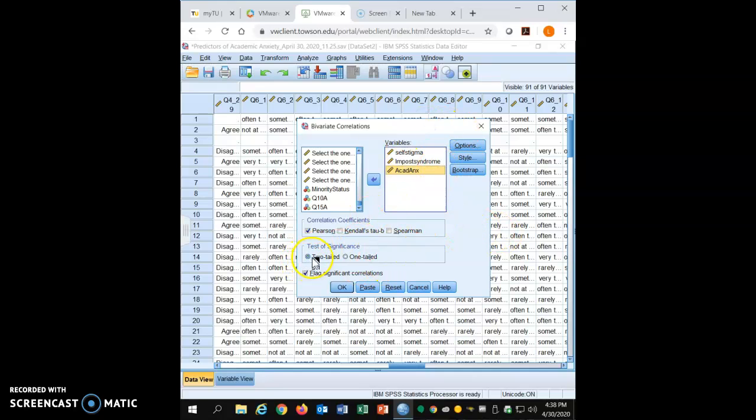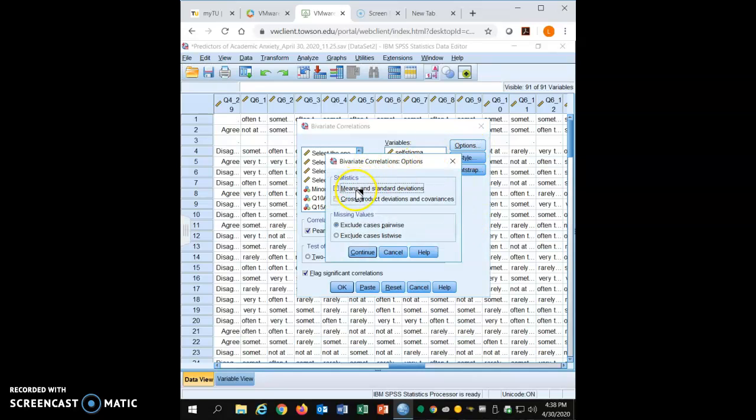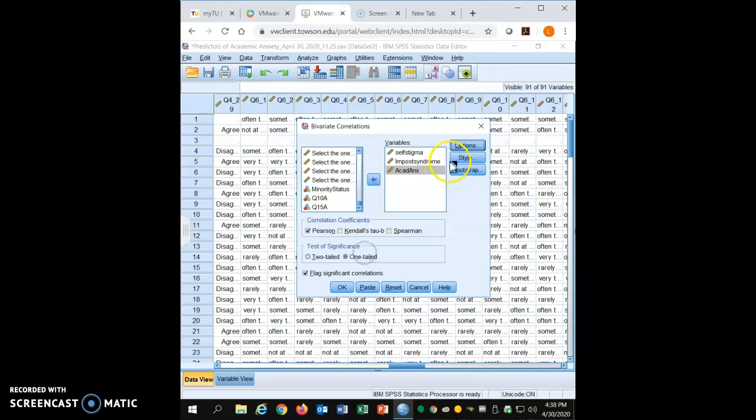I'm going to ask it to do a two-tailed test of significance because I'm not really making any hypotheses at this stage. Although theoretically, I would argue that higher self-stigma and imposter syndrome is associated with academic anxiety. And so, based on that assumption, I could actually make it a one-tailed test. Again, if you look at options, I can ask for means and standard deviations, but I will because I haven't done that yet, so we'll do that. And I'm asking it to flag significant correlations. So I'm going to hit OK.